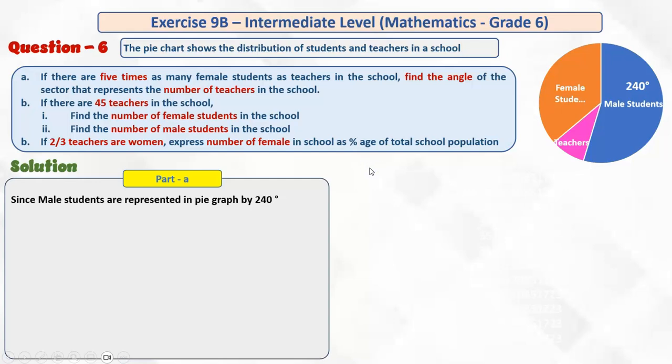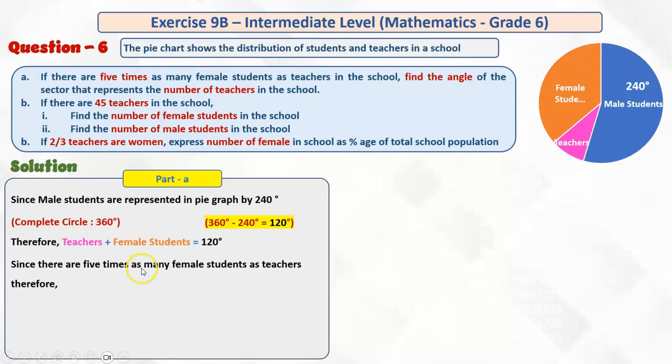Part A. Since the male students are represented in the pie graph by 240 degrees, and also the complete circle is 360 degrees, if we subtract 240 degrees, which is the male students, from the complete pie chart, that is 360 degrees, we get 120 degrees. And what is 120 degrees? It is the sum of teachers plus female students. So we can write teachers plus female students is 120 degrees.